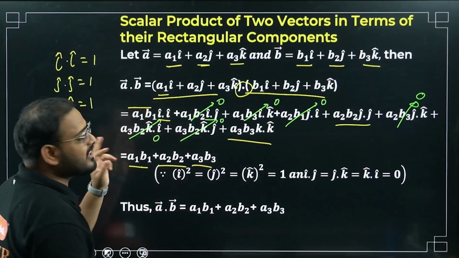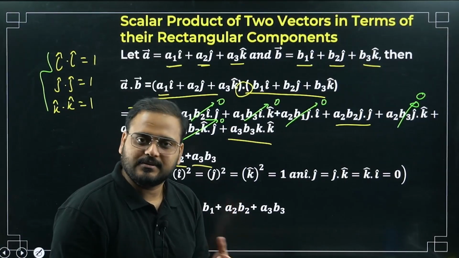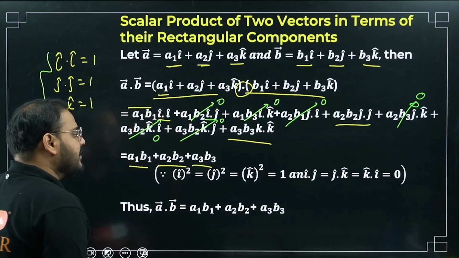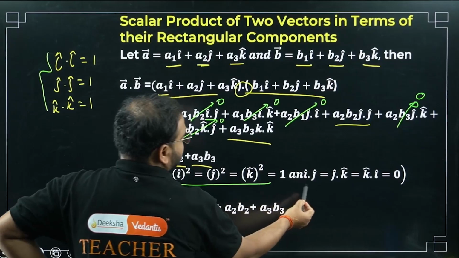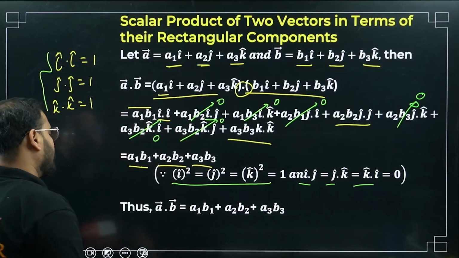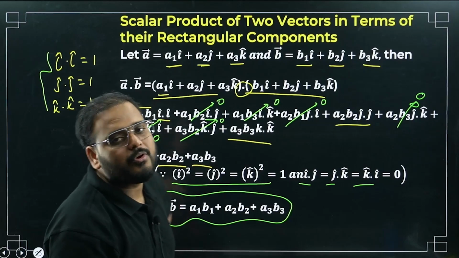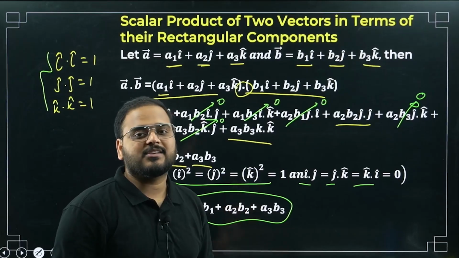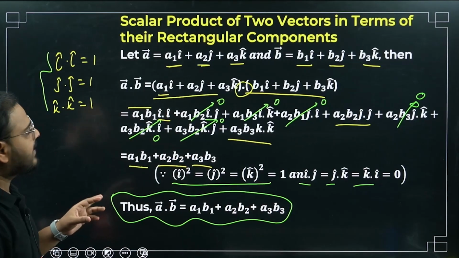Okay, so we have only 3 terms left: I dot I, J dot J and K dot K. Simple enough. So what is my answer? A1 B1, A2 B2, A3 B3. I dot I means I squared, no? And the others, I dot J or J dot K or K dot I, are 0. This is my final result. So whenever you're multiplying, even though it looks complicated to you, do not look for other terms. Only look for I dot I term, J dot J term and K dot K term in the case of scalar product of rectangular components of two vectors. Simple enough. I hope you understood this.